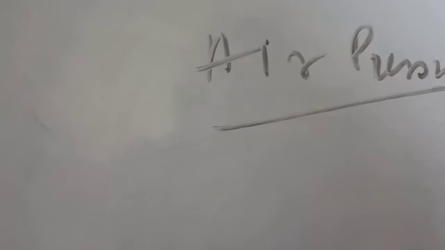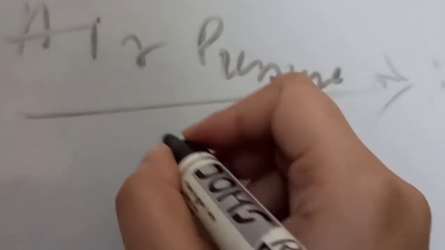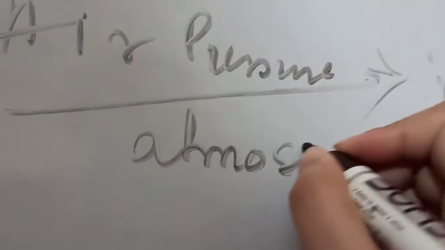So in the last video we have studied the different causes for the formation of air pressure, or the factors which are influencing the variation of the atmospheric pressure. So now we will see how air pressure has an influence in the atmosphere.